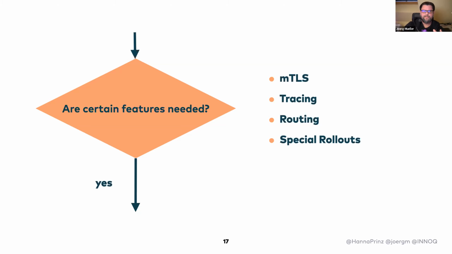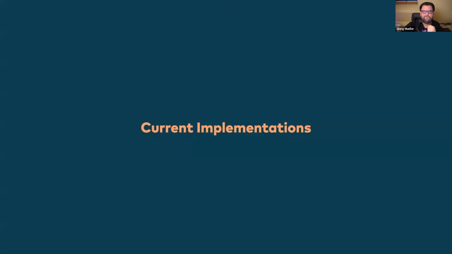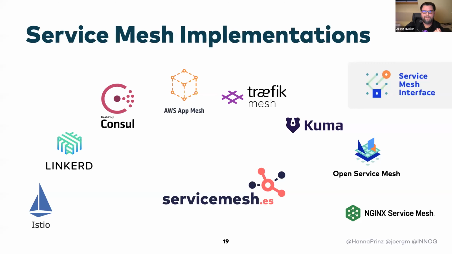Okay, so we assume that we need a service mesh. Then you have the choice, and it's a pretty large choice if you look at the implementations that are on the market. And we definitely can't look into all the details of all service meshes in a 40-minute talk, but we try to give you an overview of what meshes exist and what their differences are. So let's just go through all the meshes here.